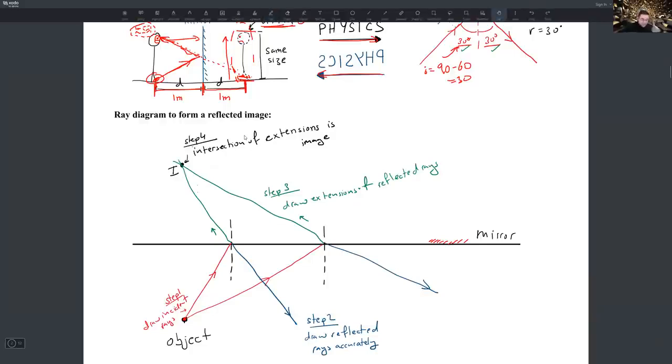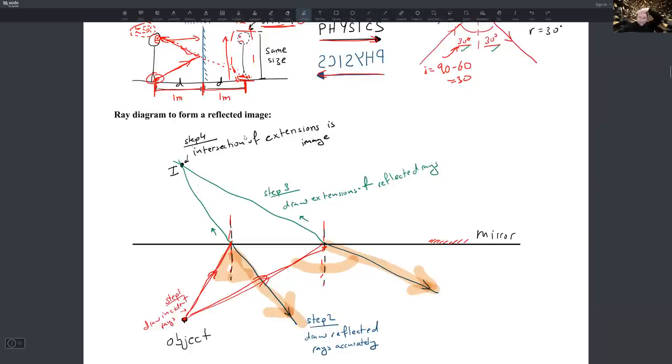How many rays do we draw? Step 1, draw any 2 light rays. Any 2 light rays that hit the mirror at any points, and draw the normal at each one. Step 2, measure the angle of incidence, and the angle of reflection is equal to it, and draw the reflected ray. So measure this angle of incidence, measure the angle of reflection, and draw the reflected ray. So we measure these, we measure these and we draw the reflections. The reflected rays will not meet ever. If they meet, you've done something wrong. They're not going to meet.